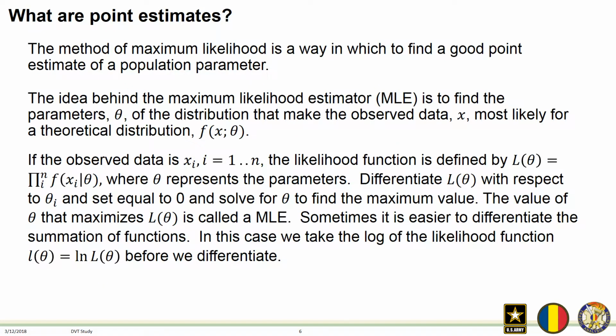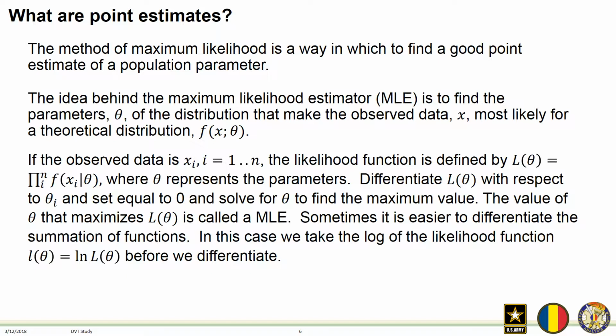One of the great things that R.A. Fisher gave us was the method of maximum likelihood. The method of maximum likelihood is a way in which we can find a good point estimate of a population parameter. The idea behind it is that we say, of all the values this population parameter could be, which one is most likely to give us the observed data?